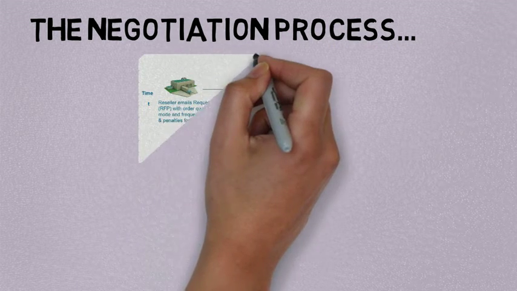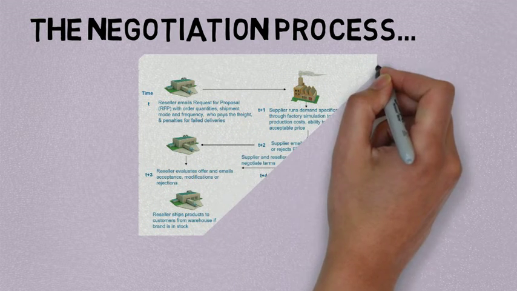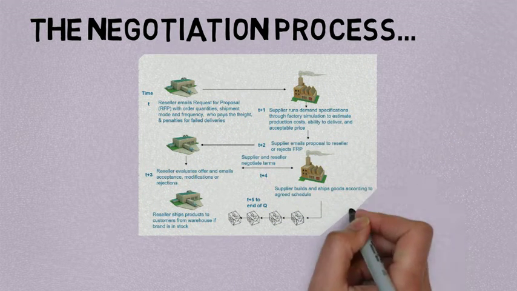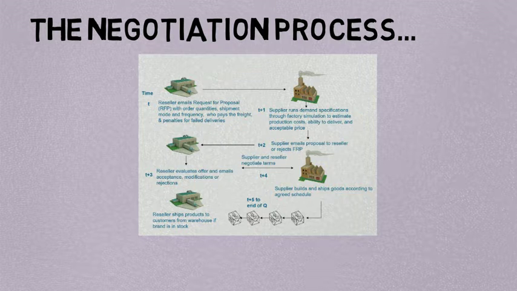A typical timing is as follows. On day 1, the reseller emails a request for proposal with order quantities, shipment mode, and frequency, who pays the freight, as well as penalties for failed deliveries. On day 2, the supplier runs demand specifications through the factory simulation to estimate the production costs, ability to deliver, and acceptable price. On day 3, the supplier emails the proposal back to the reseller or rejects the RFP.